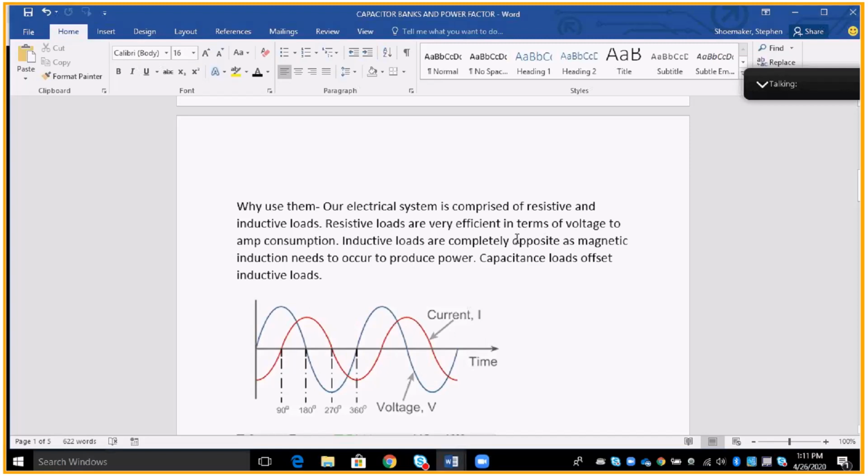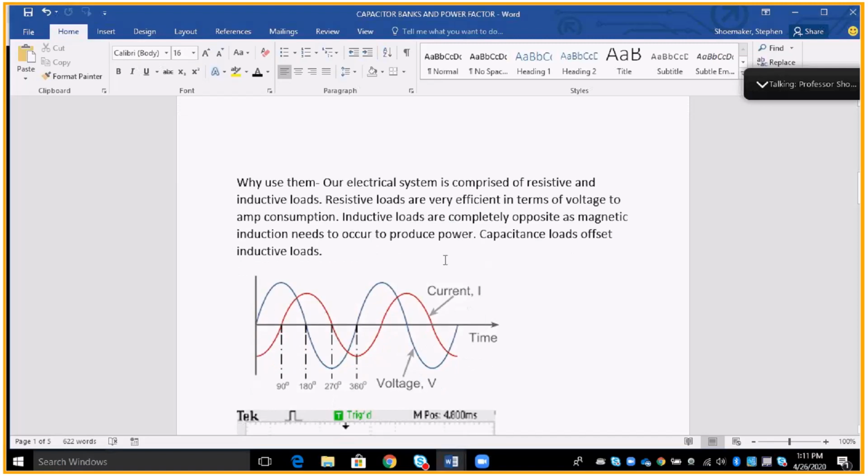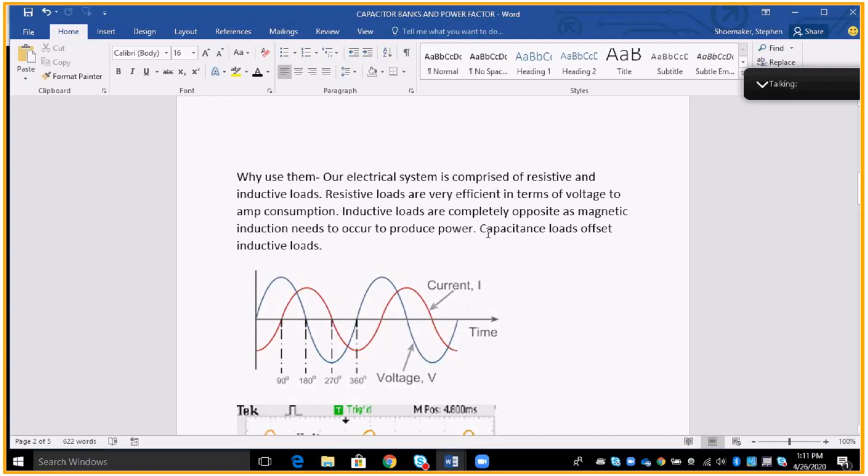All right, so inductive loads are completely opposite. As magnetic induction needs to occur to produce power, capacitance loads offset inductive loads. It's a real good term right there to remember.